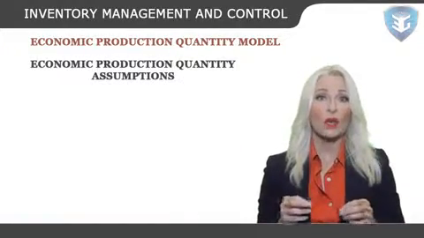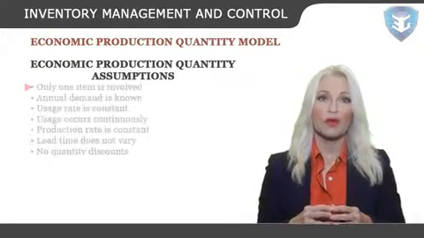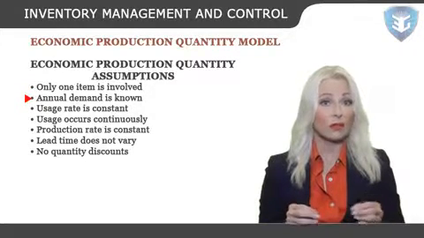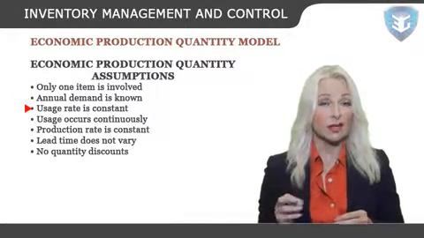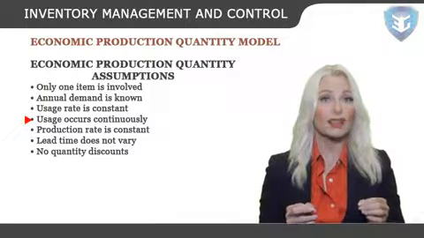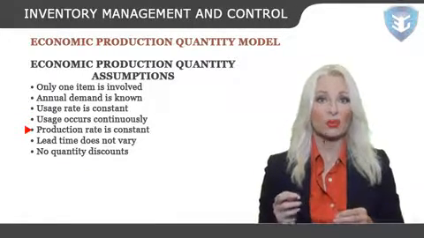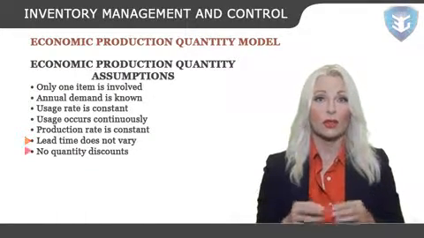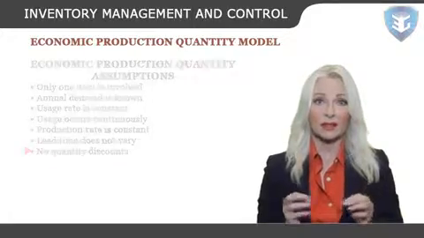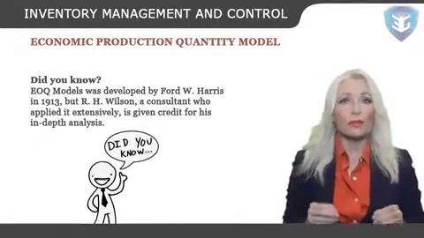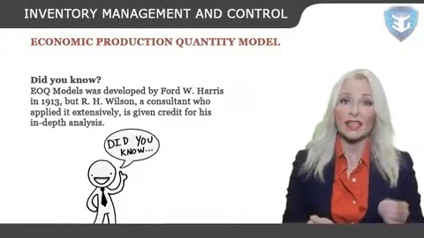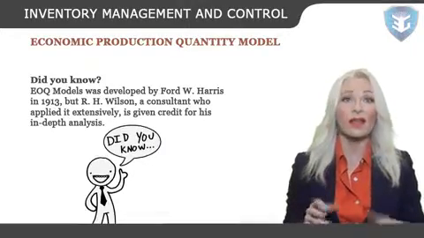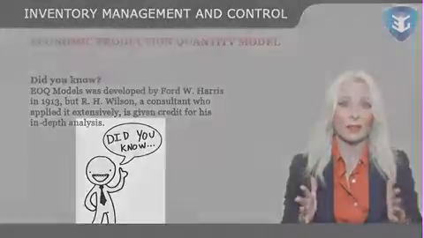Economic production quantity assumptions. Only one item is involved. Annual demand is known. Usage rate is constant. Usage occurs continuously. Production rate is constant. Lead time does not vary. No quantity discounts. Did you know EOQ models were developed by Ford W. Harris in 1913, but R.H. Wilson, a consultant who applied it extensively, is given credit for his in-depth analysis.